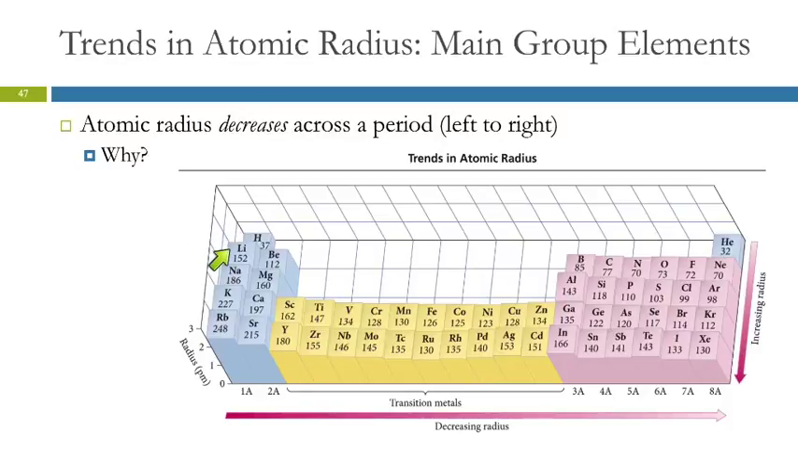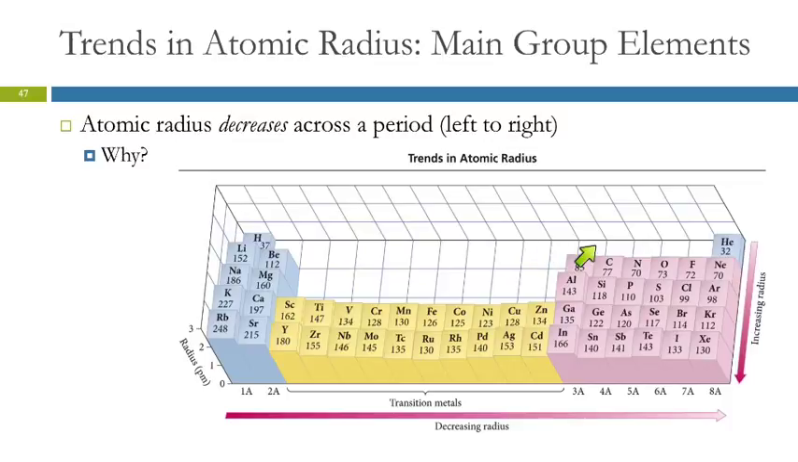Well, lithium's valence electrons are in the second energy level, the third energy level for sodium, fourth for potassium, fifth for rubidium. As that principal quantum number increases, 1, 2, 3, 4, 5, those electrons are on average farther from the nucleus. So it makes sense then that as you go down, it gets larger. You okay with that? What does not make intuitive sense is why it gets smaller as you go across.